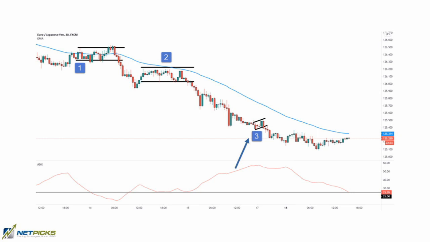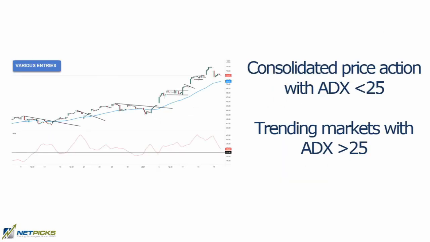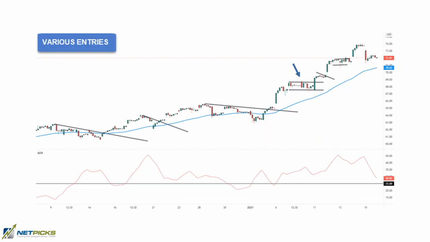And number 3, we have a small bear flag that we can short. This is a stock chart. So on this chart, there are setups that include pullbacks and trading ranges. So remember, we scan charts for a consolidated price action with the ADX less than 25, trending markets with the ADX over 25. So we're going to have breakout setups during trending markets when we're looking to rejoin the trend.